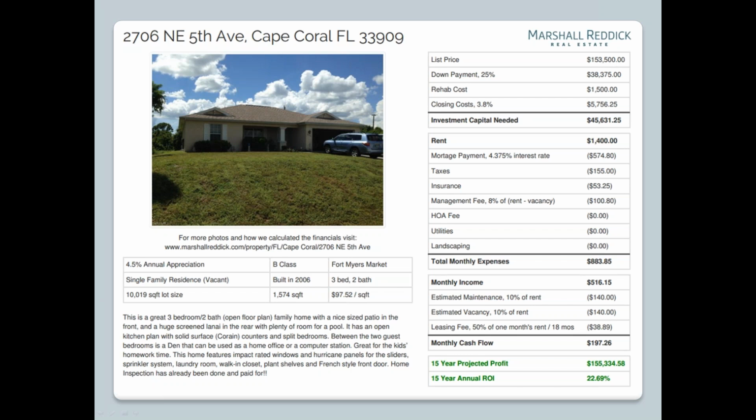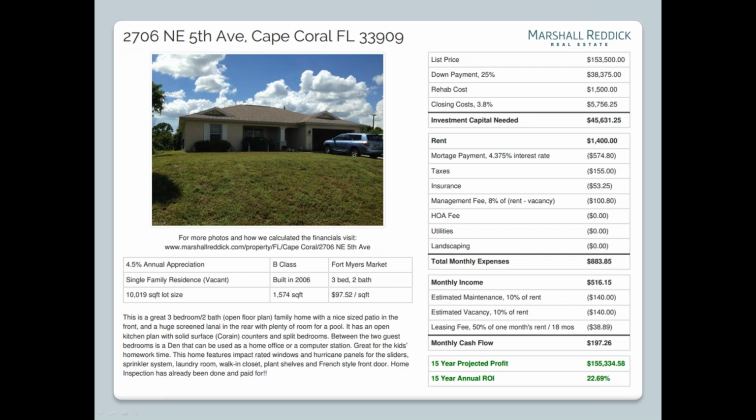So what we're seeing on this property is all the way down, we go through those expenses. Total monthly expenses, $883. That is our operating expenses. So everything from taxes, insurance, management fee, HOA. Tenants in this example pay the utilities and landscaping. So once we deduct all those expenses, we're left with $516 a month of income.